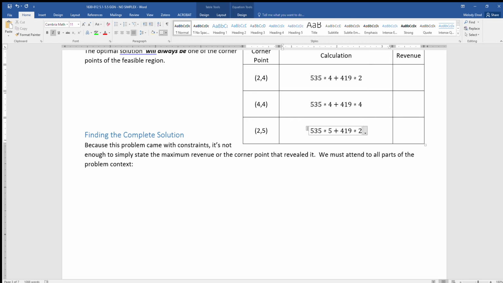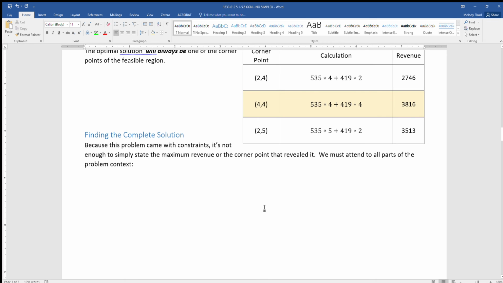So if I do these calculations, I end up with this revenue. For 2 batches of cake cones, 4 batches of sugar cones, I end up with $27.46. For 4 batches each, I get $38.16. And for 2 batches of cake, 5 batches of sugar, I get $35.13. So clearly the winner, right, is this guy here. There's our clear winner. And so we know we can optimize by making 4 batches of each.